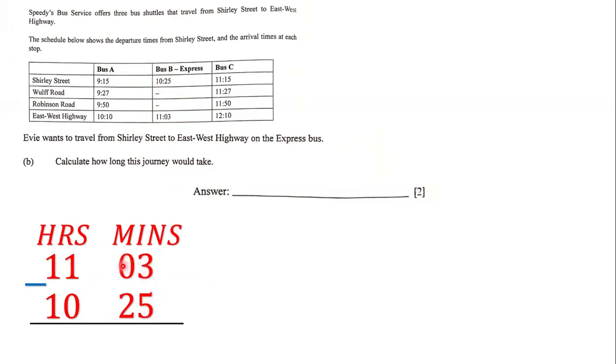But we have 0 here, so we can't borrow from 0, which means that we have to go over to our hours place and see if we can borrow. And so what we want to do is take away 1 hour from 11. And this is very important because we are borrowing a whole hour. And 1 hour is 60 minutes. So we're borrowing this whole hour and we're bringing it over to the minute side.